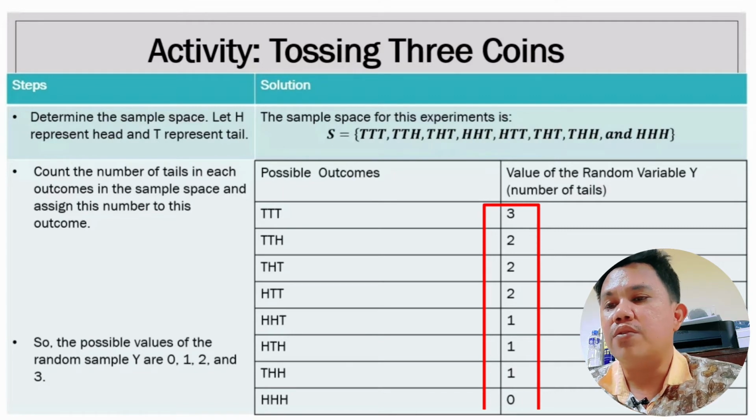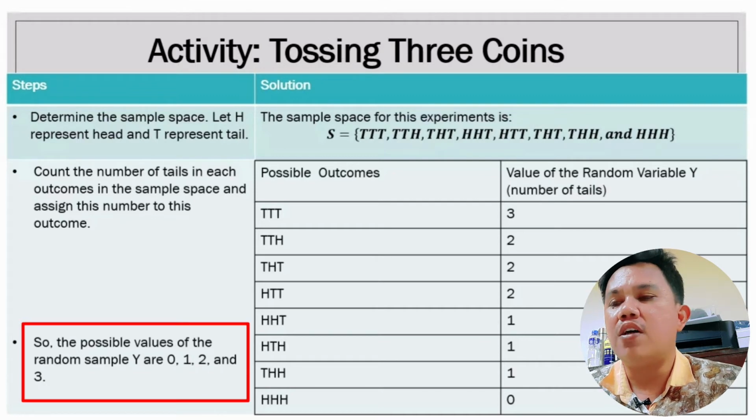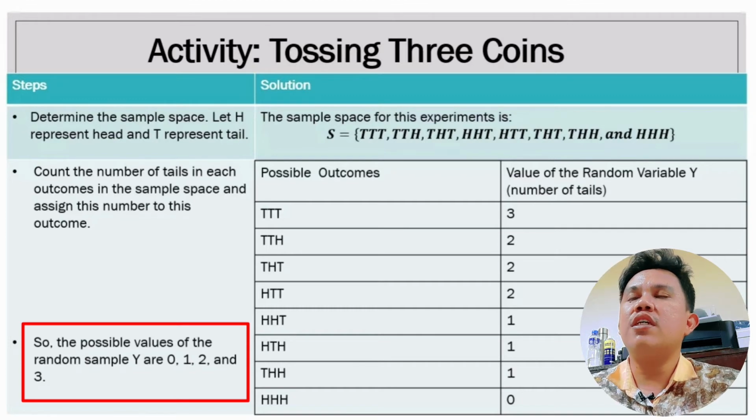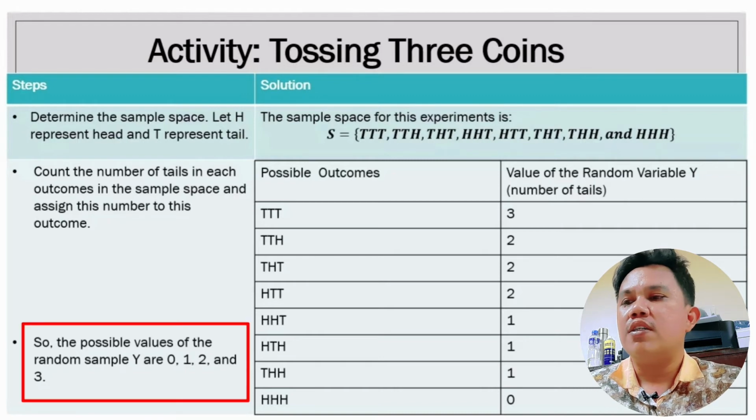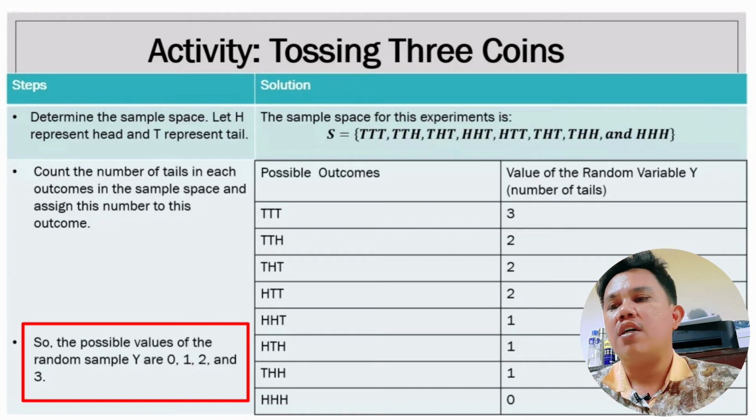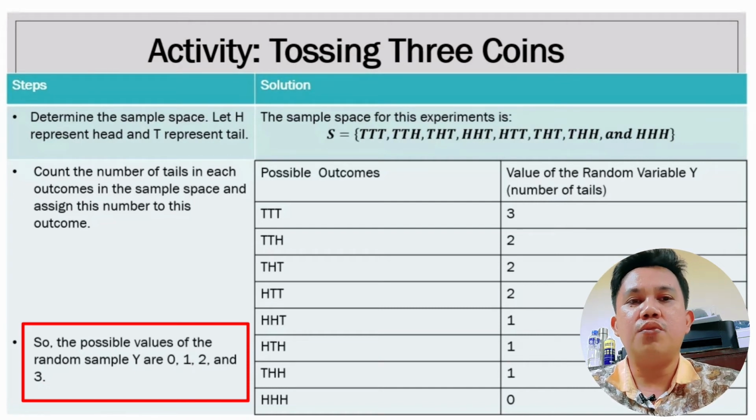That is 0. Okay, so as you can see, our possible values of the random variable y are 0, 1, 2, and 3. It means that if you're tossing 3 coins, you can have no tails at all. Puro heads yung makikita mo, walang tails. Pwede naman pag flip mo ng 3 coins, pwedeng isang tail lang yung lumabas. Pwede naman pag toss mo ng 3 coins, pwedeng lahat naman ng coins is tails. Therefore, the possible values of the random variable y, which is the number of tails, are 0, 1, 2, and 3.